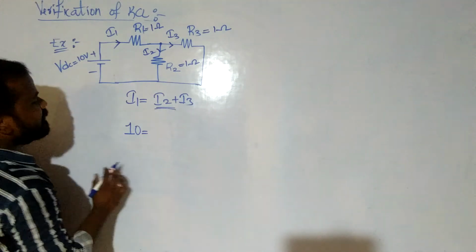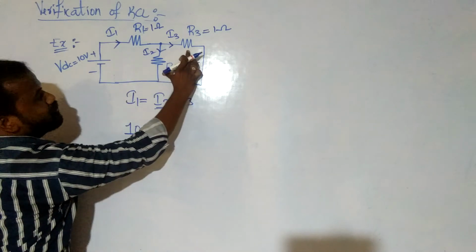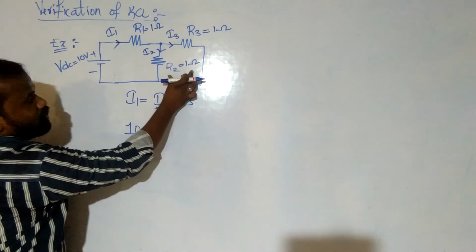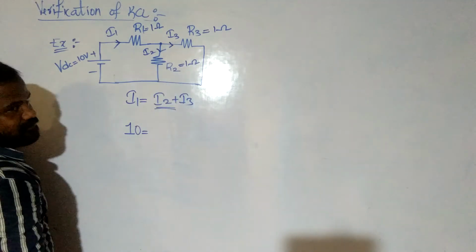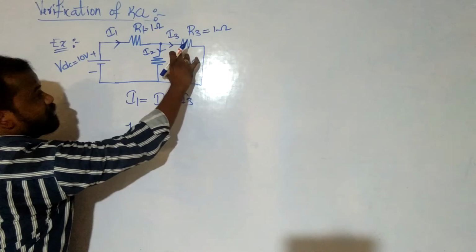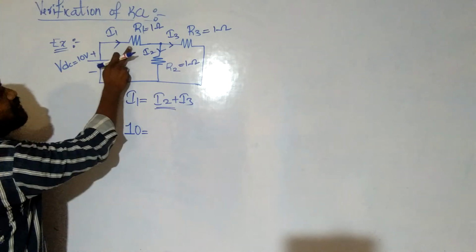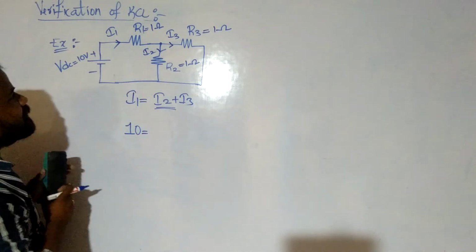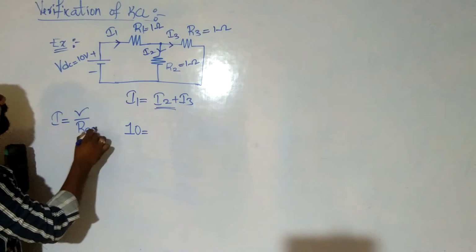Clear? Now to find the value of I1, we have to take the parallel combination of R2 and R3, because R2 and R3 are connected in parallel. So we find the equivalent resistance of these two resistances. After getting the parallel combination of R2 and R3, the equivalent resistance is connected in series with R1. So first we calculate the total resistance, and after getting the total resistance, we use the formula I equals V divided by equivalent resistance.